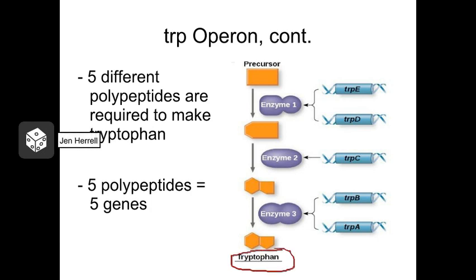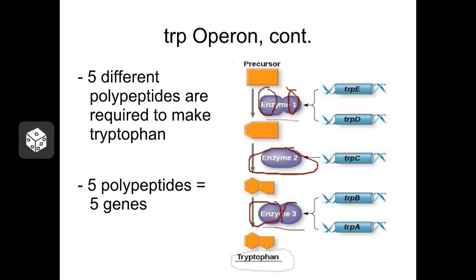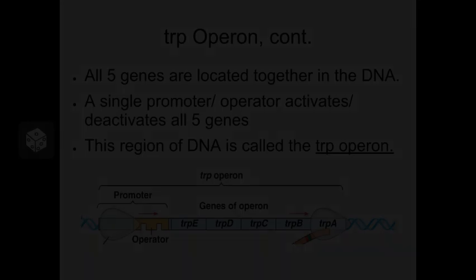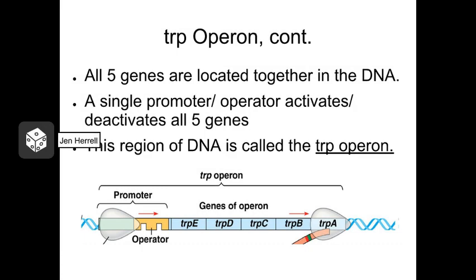In order to make tryptophan, bacteria need 3 separate enzymes. These enzymes consist of 5 different polypeptide units. So 1, 2, 3, 4, and 5. In order to manufacture these 5 separate polypeptides, the bacteria need to activate 5 separate genes. 1, 2, 3, 4, and 5.